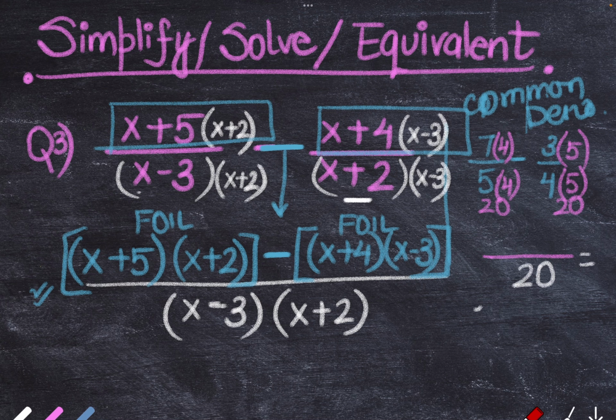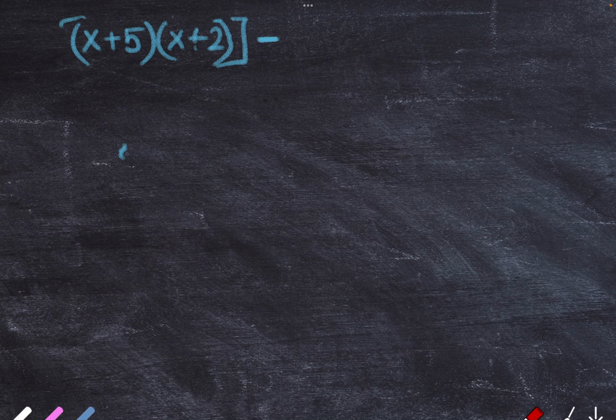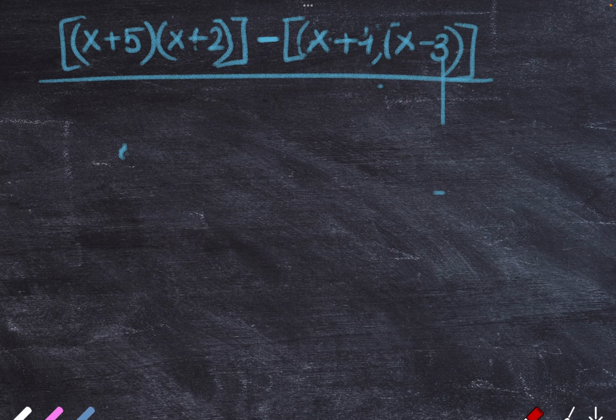All right. Because the next steps are more complex, let us move on to the next slide to solve them. Let's write them down first. It was x plus 5, x plus 2, and then a minus sign between, and because it was an expression, I brought in square brackets, x plus 4 and x minus 3. Close the square brackets, and everything is divided by x minus 3, x plus 2.